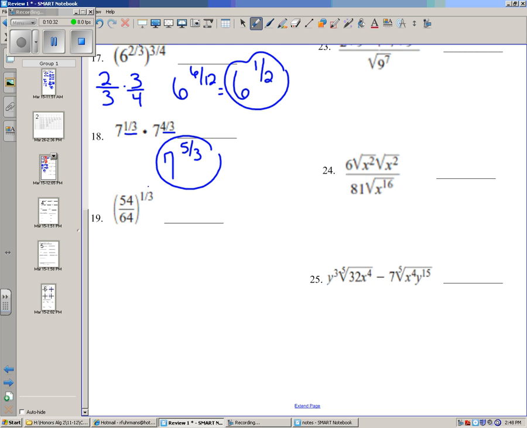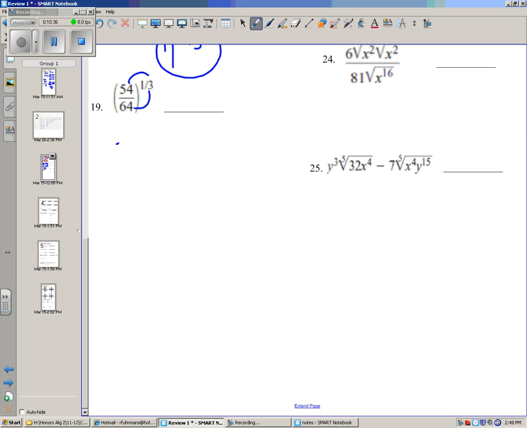Number 19, the 1/3 is going to distribute to each thing in here. It multiplies in. So it's going to become 54 to the 1/3 and 64 to the 1/3. And remember, 1/2, 1/4, 1/3, these are all simple roots. So I'm going to rewrite it like that, because then I think you guys will see this better.